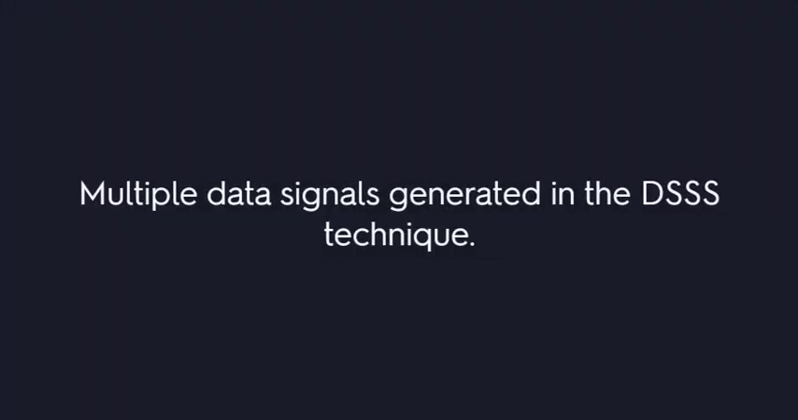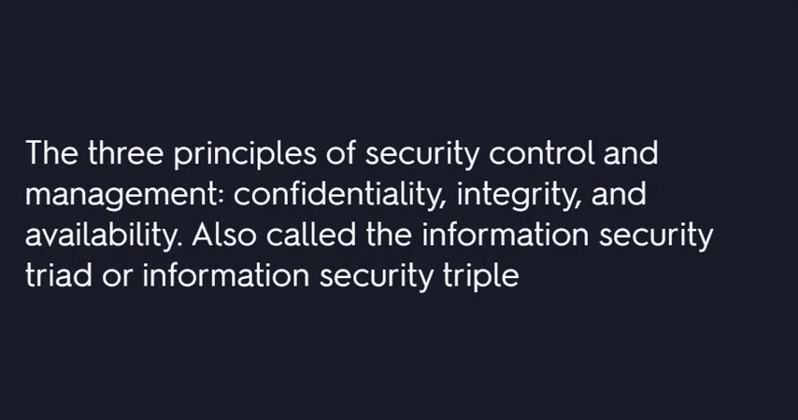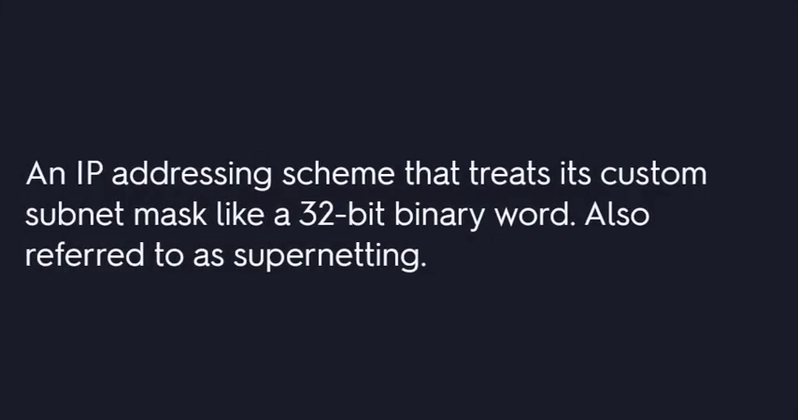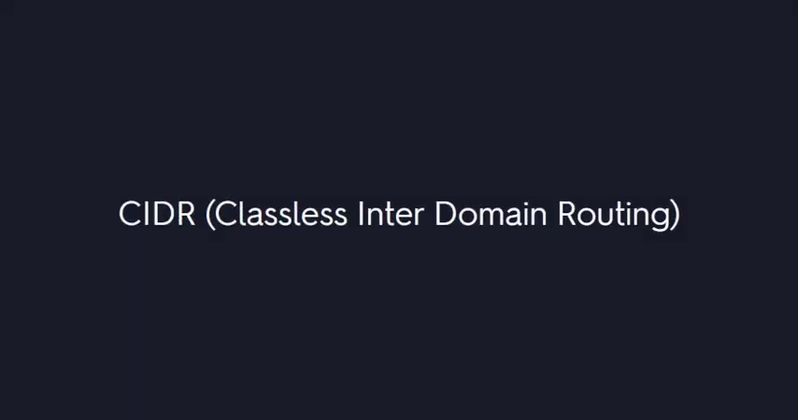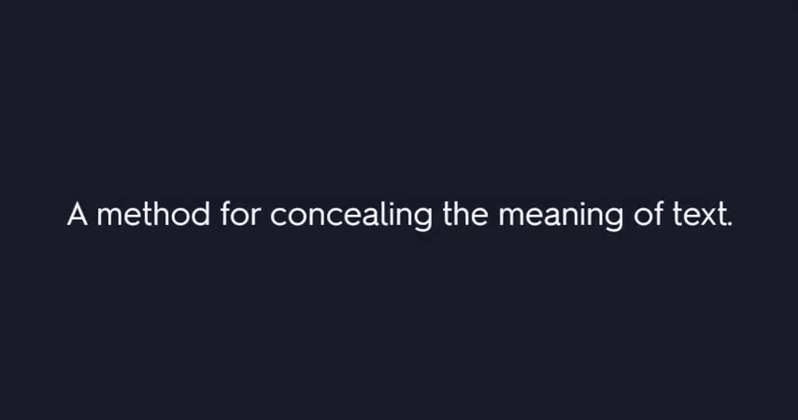Multiple data signals generated in the DSSS technique. CHIPS. The three principles of security control and management, confidentiality, integrity, and availability, also called the Information Security Triad or Information Security Triple. CIA Triad. An IP addressing scheme that treats its custom subnet mask like a 32-bit binary word, also referred to as supernetting. CIDR. A method for concealing the meaning of text.